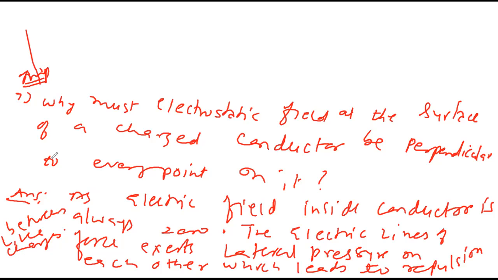Two more lines are there. If this is a charged conductor, inside there is no field, so the lines will always be normal, which we have to explain, because there can't be any field inside. So they apply pressure like this. Equal and opposite must cancel each other to stabilize everything. That is the reason why it is perpendicular. So as the electric field inside a conductor is always zero, the electric lines of force exert lateral pressure on each other, which leads to repulsion between like charges. Please copy till this.